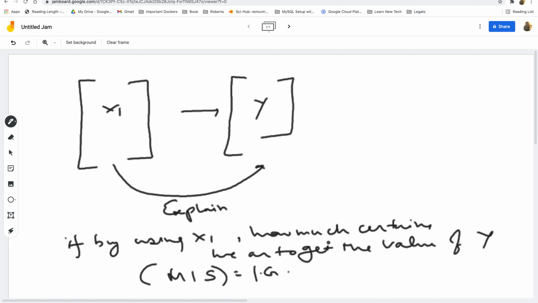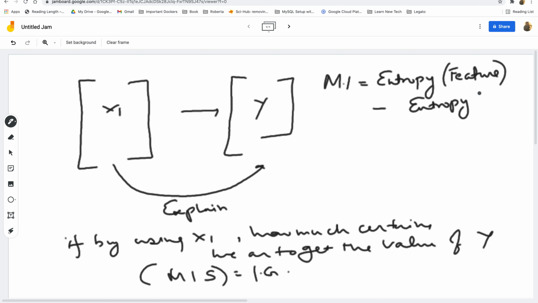This is generally given by finding the entropy. So mutual information is equal to the entropy of the feature minus the entropy of the feature subset.